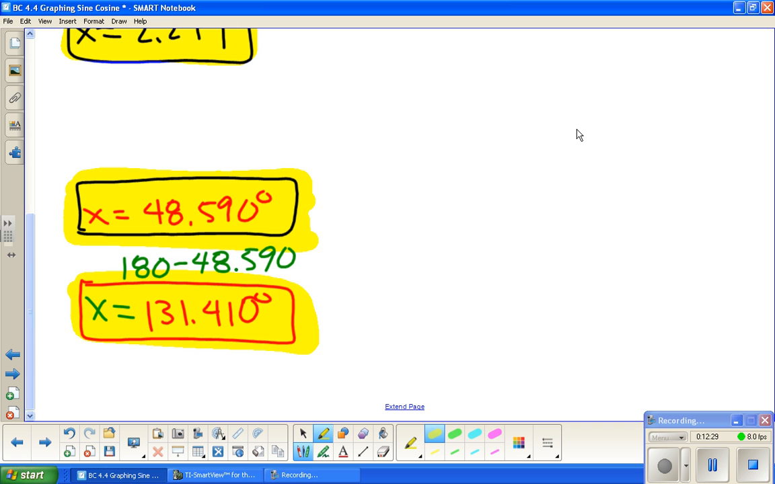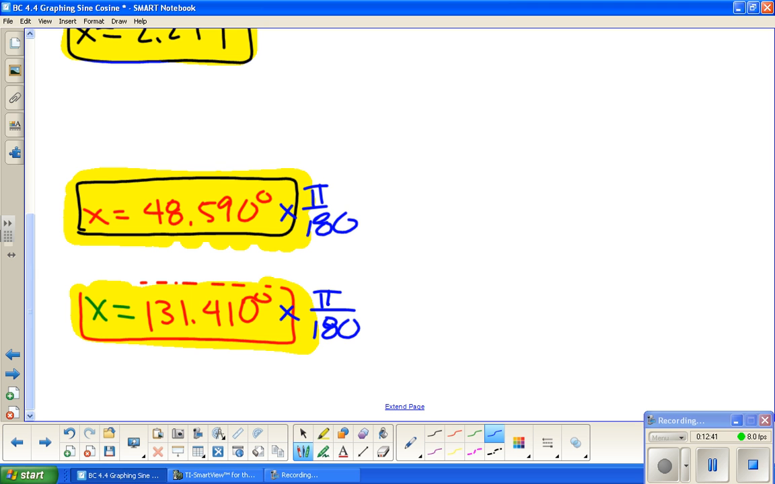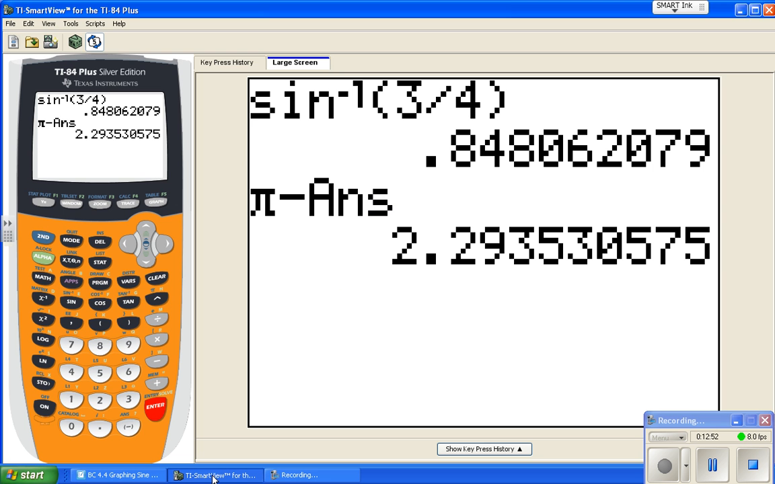Some of you would rather do the whole problem in degrees, and then just say, you know what, times pi over 180. Well, you can do that. Now, my advice is don't do that with a bunch of rounded answers. I'm going to do it with a bunch of rounded answers right now. 48.590.